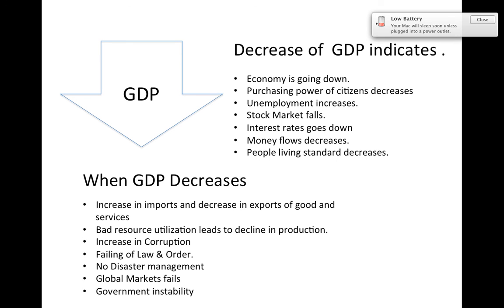When GDP decreases or declines, the economy is going down, the purchasing power of citizens also goes down, and unemployment may increase because production is coming down. The stock market also falls, interest rates go down, money flow decreases, and people's living standards may also decrease.